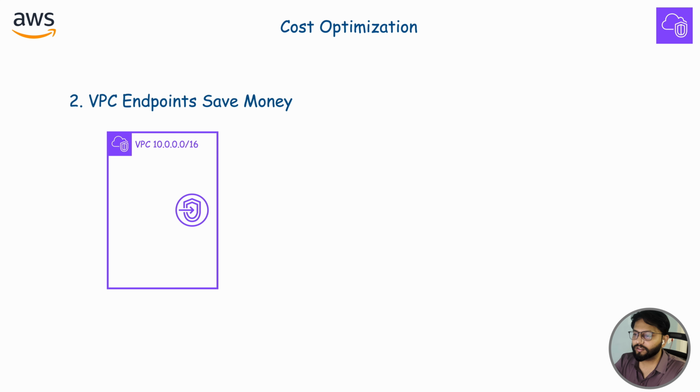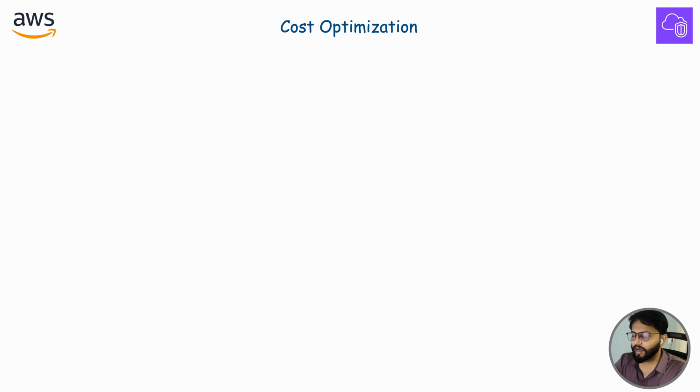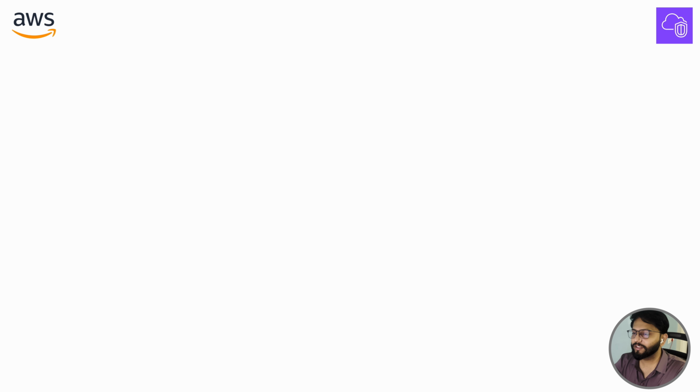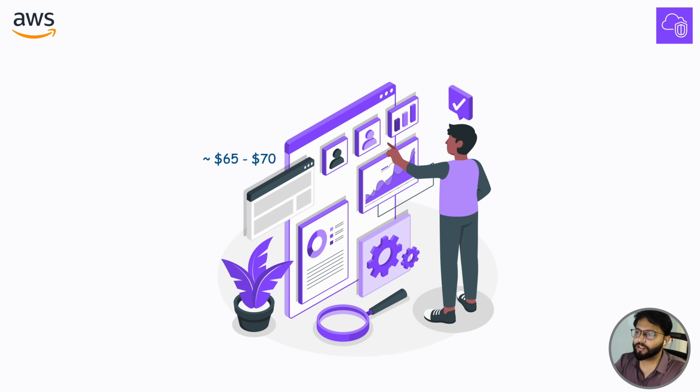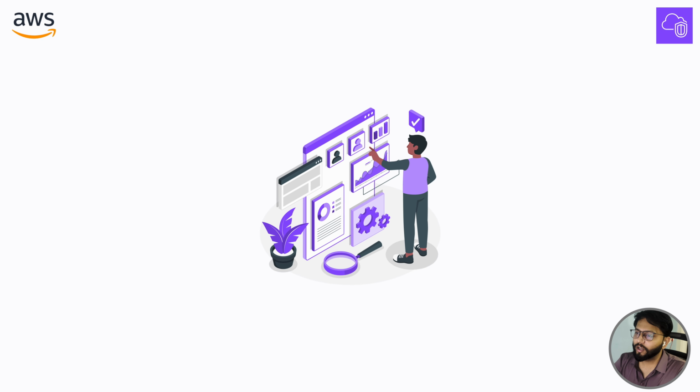VPC endpoints save money. For AWS services like S3 and DynamoDB, use VPC endpoints. They are free and keep the traffic on the AWS private network instead. We will discuss this in the upcoming videos. Right size your CIDR. Don't use /16. You will never exceed 1000 instances. A /20 network gives you 4096 addresses, which is sufficient. This production architecture costs approximately $65 to $70 per month for networking alone. For learning, scale it down.